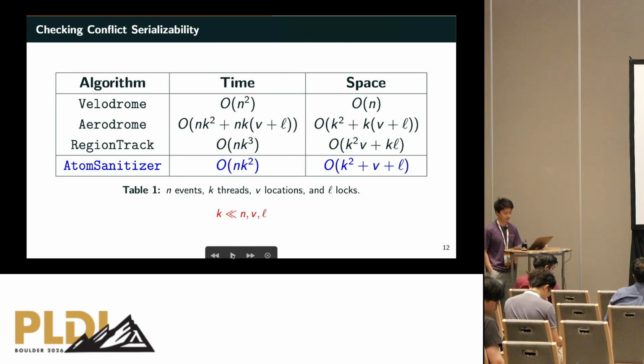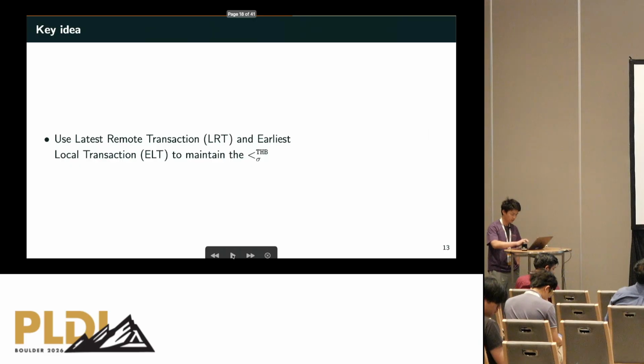We have to mention that the consumption of memory footprint is also very small, so that we can implement our algorithm in an online tool because of the very low overhead of time and space complexity. The key idea of this algorithm is that we maintain two data structures, called latest remote transaction and earliest local transaction.